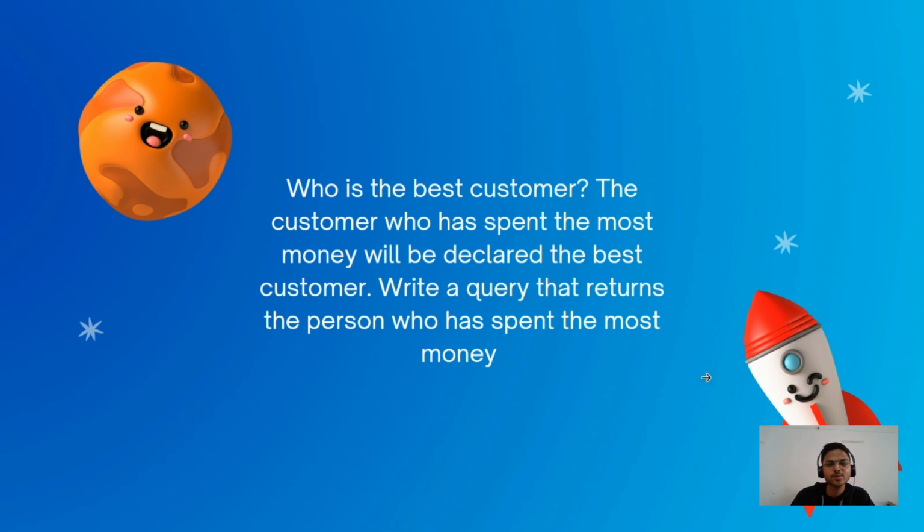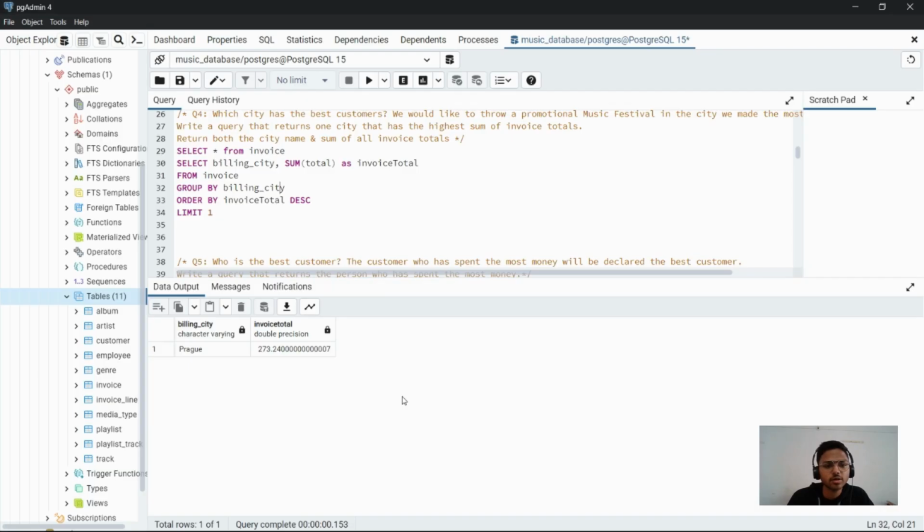Okay guys, now let's have a look at the last question of the easy level. Who is the best customer? The customer who has spent the most money will be declared the best customer. Write a query that returns the person who has spent the most money. So definitely we need to have a look at the schema first.